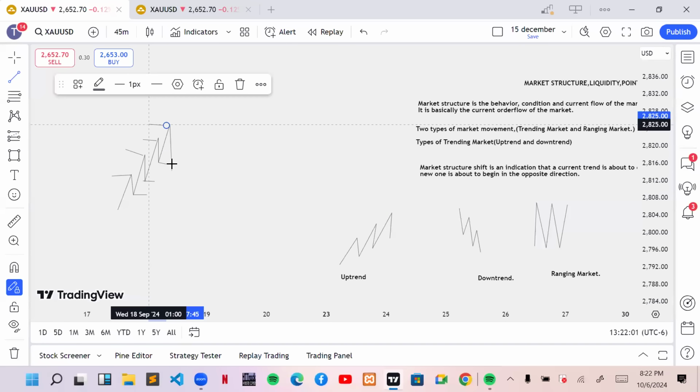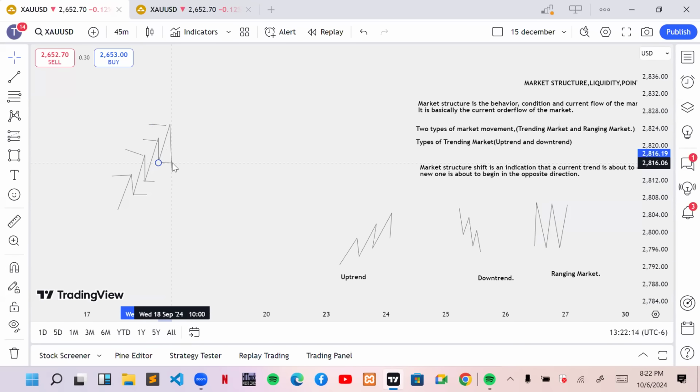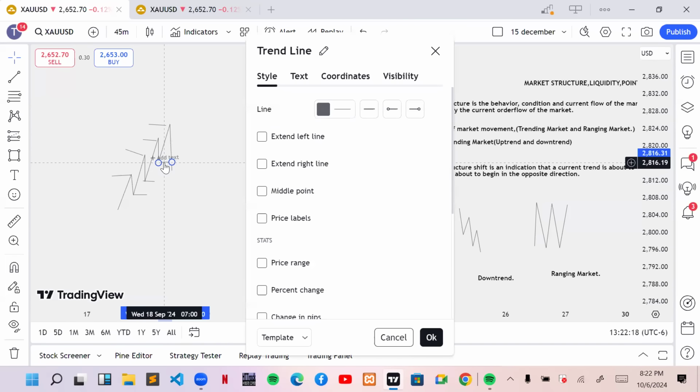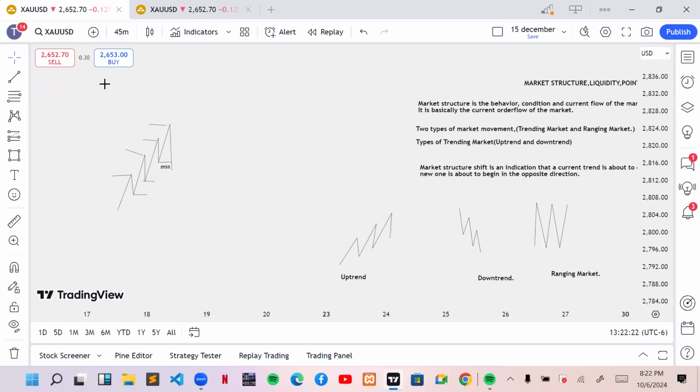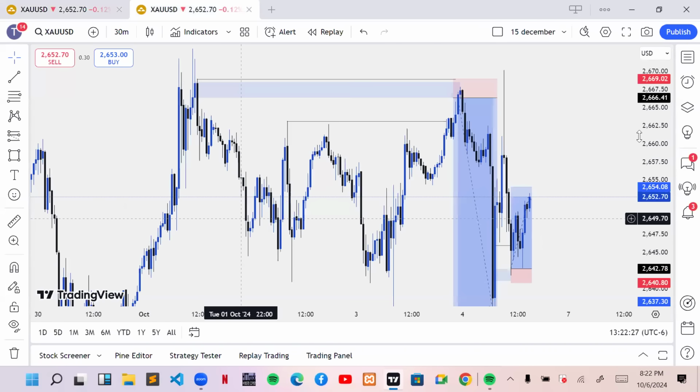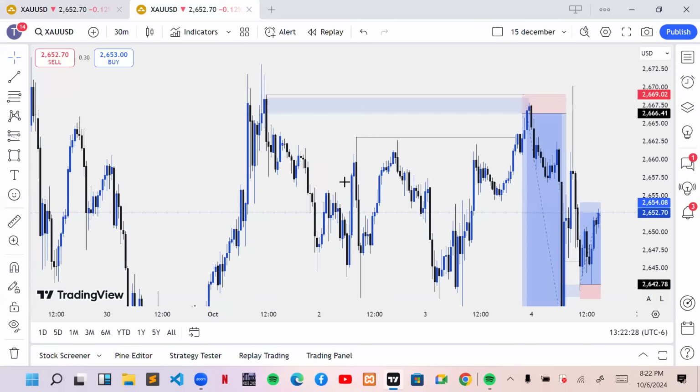Then what did the market do? It broke down this low, meaning that this is no longer an uptrend. It has already changed structure to the downside. So you mark this place out as your market structure shift. Mark it out with MSS. That is what market structure shift stands for, MSS. So let me give a proper indication using the charts.